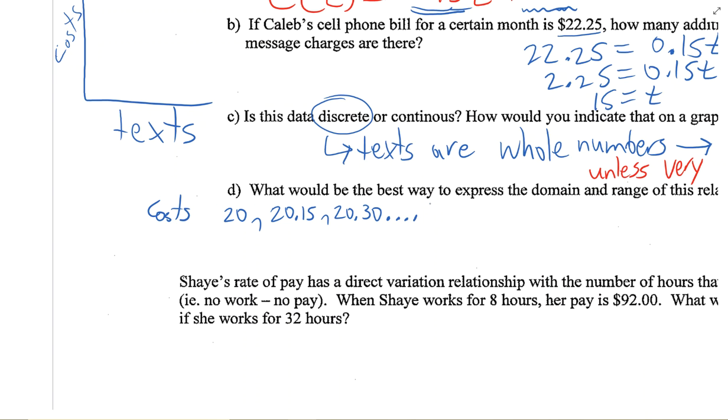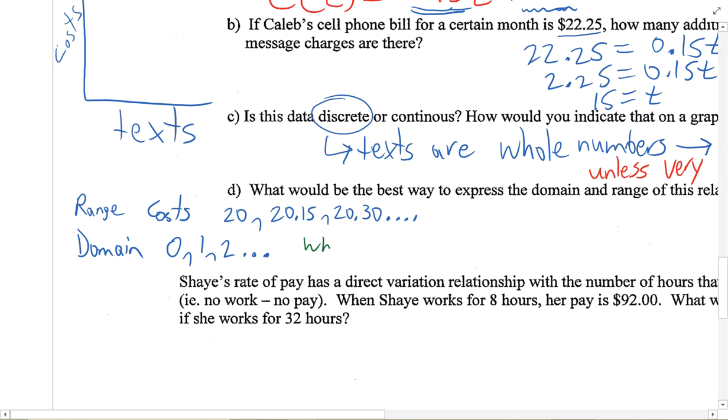This one would be a weird one for domain and range. So this cost would be your range. Then for your domain, what would be the smallest number for your domain? 0. It'd be weird, but if you send 0 texts, that would be your domain. And then a 1, then 2, and then dots to show the pattern. Here, you might even want to say something like whole numbers. I wouldn't even bother going down that road. I think that would be fine for domain and range.